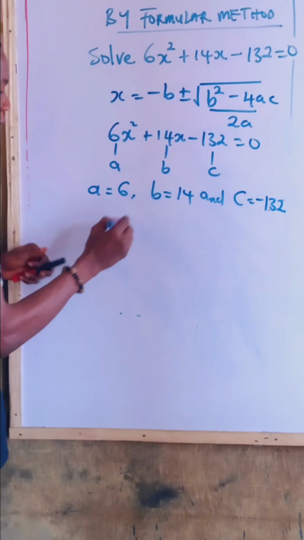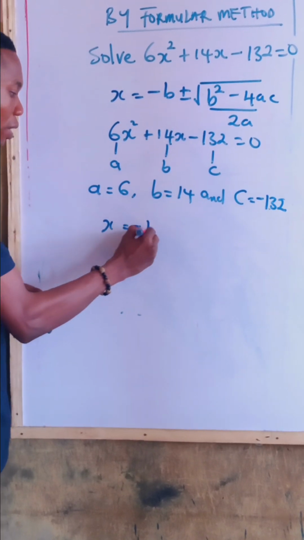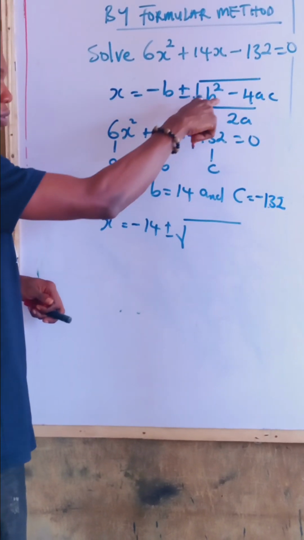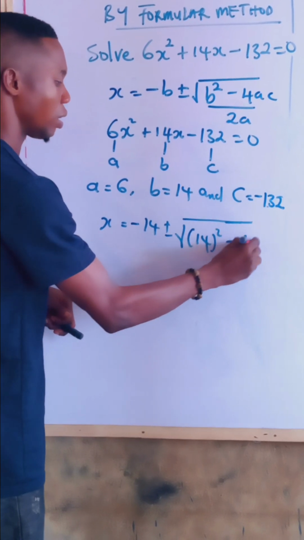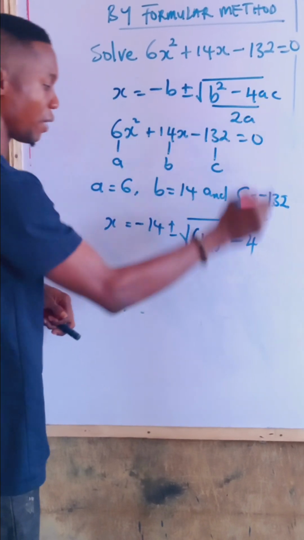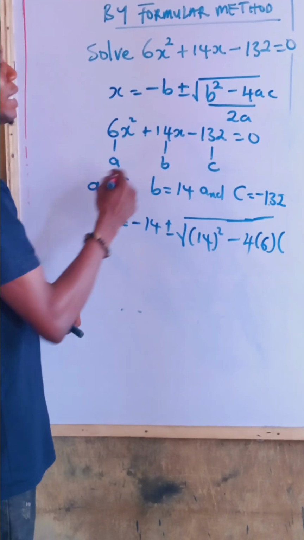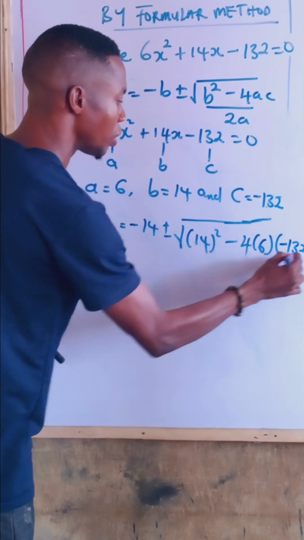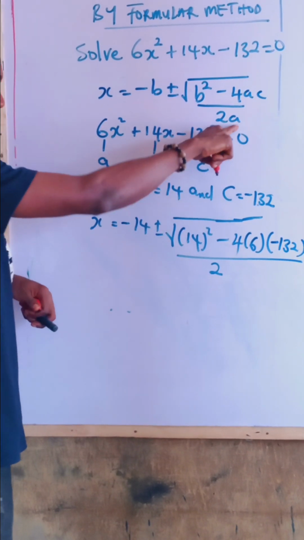And you have s. What is our b? Our b is 14. Can you see 14 here? We put it here. That will be minus 14 plus or minus square root. Our b is still 14, you can see b here, so that will be 14 squared. Our a is 6, and we see a in the equation here, so in the formula we put 6. And then our c is negative 132. Close the bracket. All over, we still have 2 here, and our a, don't forget, is 6.